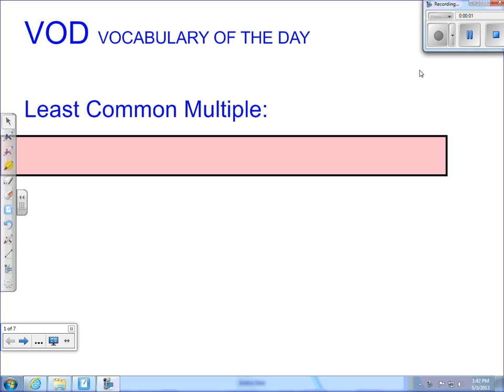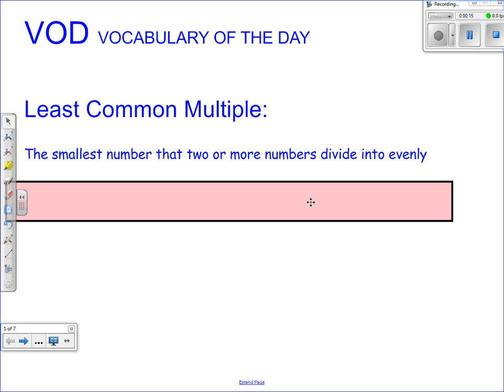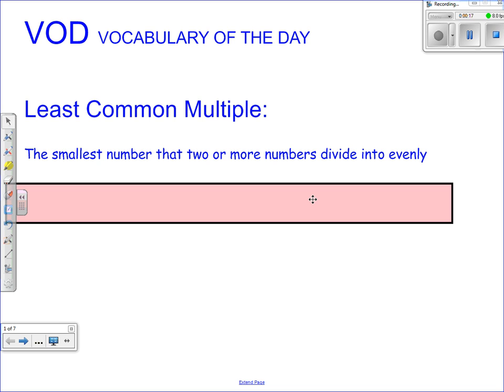Vocabulary of the day, least common multiple. This is something you reviewed in 7th grade and hopefully also in 5th and 6th grade. It's similar to least common denominator, except we are not working with fractions. Least common multiple is defined as the smallest number that two or more numbers divide into evenly, not to be confused with greatest common factor.